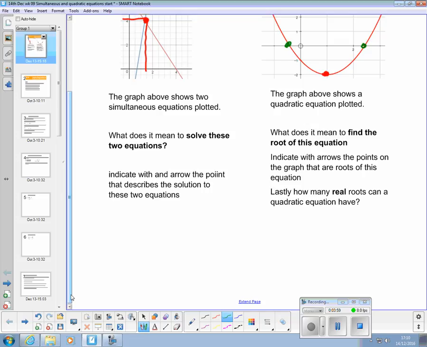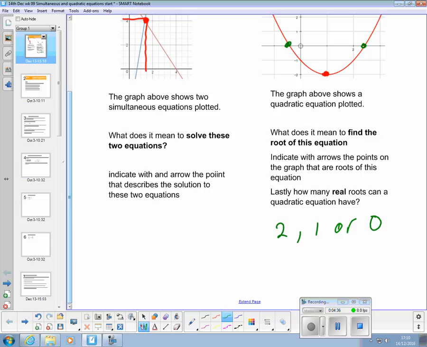Okay? So, how many roots can a quadratic equation have, Toby? Can have 2. Anyone got any different answers? Can't have 4. It can have 1. Or 0. It can have either 2 roots, like this one has, 2 points where the x-axis is crossed.